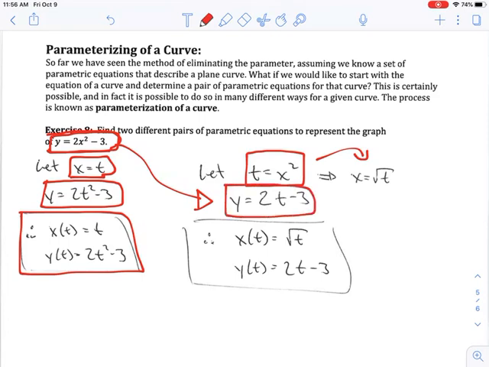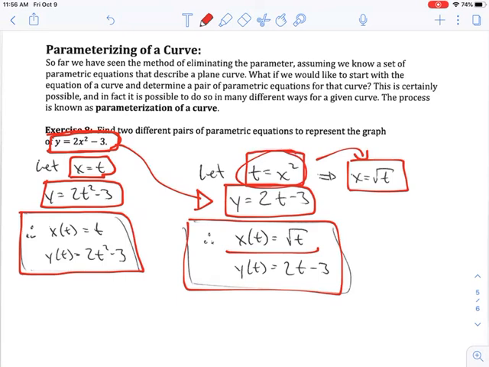And the reason that we want to do this is because this is the way that we need to write the actual parametric equation where x is a function of t. Here it looks more like t is a function of x. So my two equations written in the proper form, I have x of t is the square root of t, and y of t is 2t minus 3. So that is what we call parameterizing a curve. We are writing it in terms of parametric equations.